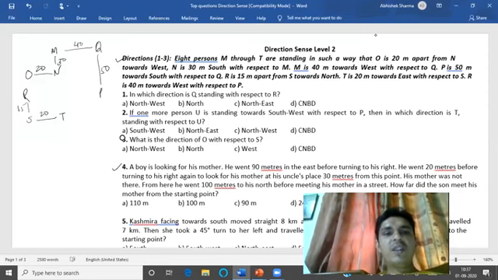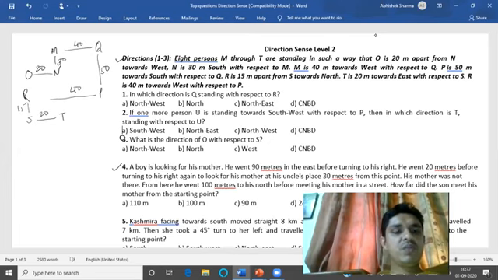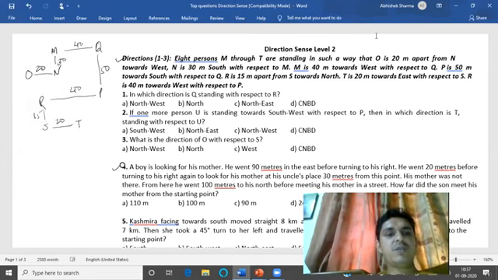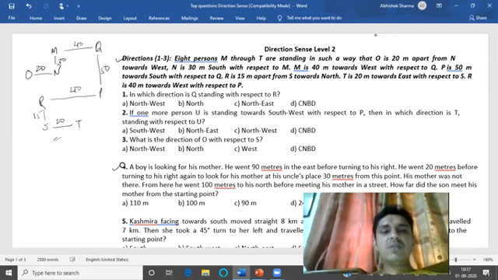And R is 40 meter toward west with respect to P. That means here, at the distance of 40 meter, we have R, because he is saying that R is 40 meter towards west with respect to P. So this can be the situation. I can place this diagram to this position, right? So my arrangement is this, right? And once we are done with the arrangement, we can give the answers of the questions.